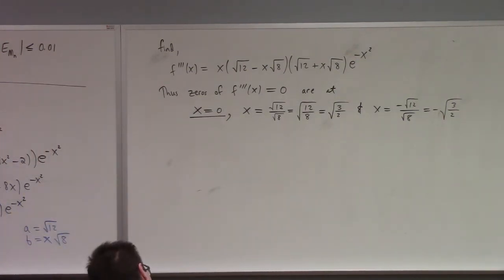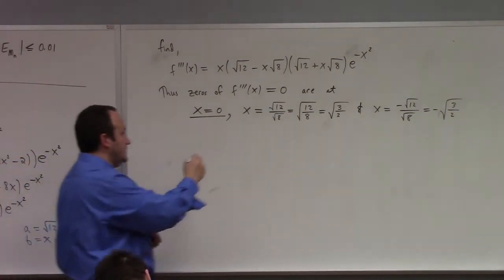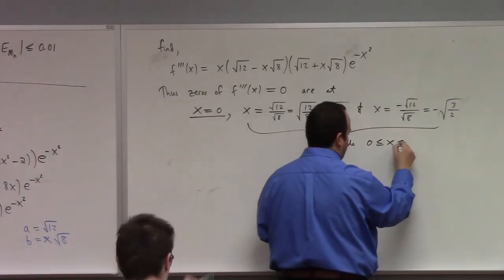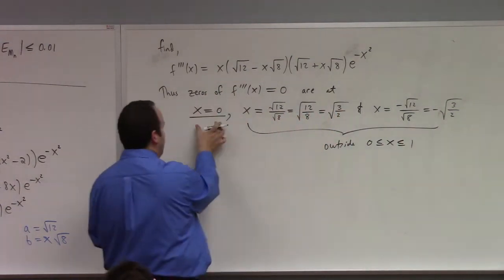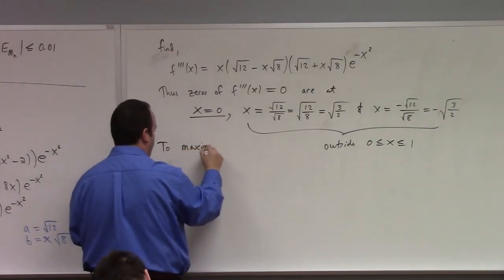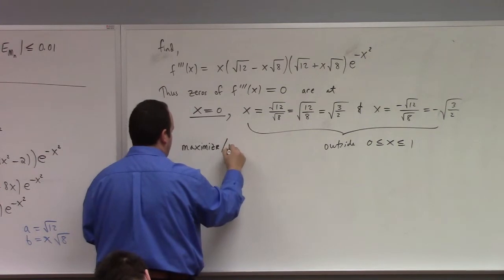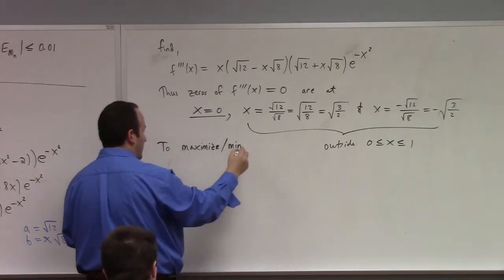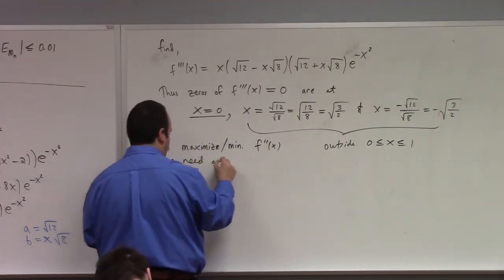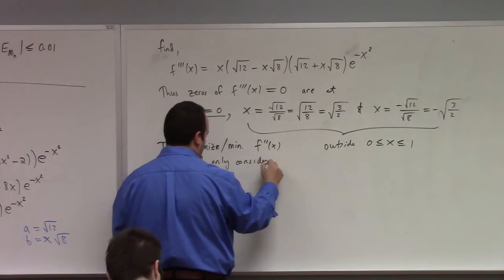So long story short, what is the square root of 3 halves? I don't really care, but what is it? It is definitely where? Not in 0 to 1, right? So these two guys are outside 0 less than or equal to x less than or equal to 1. And this is at an endpoint, right? So to maximize slash minimize, whatever, to find max min of f prime prime of x, we need only consider what? Right? Endpoints, right?